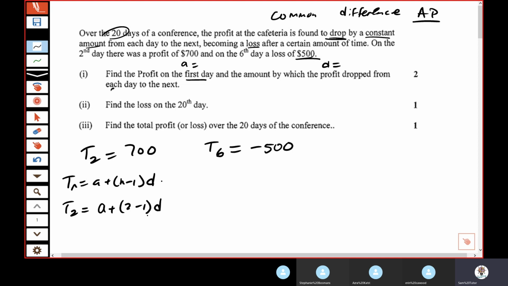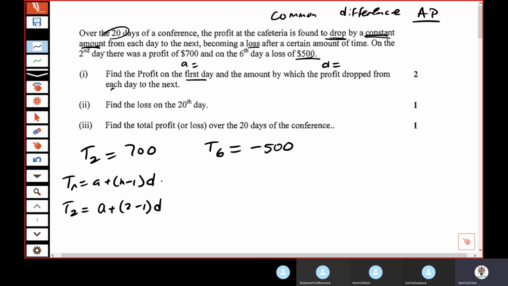Yes, Lisa? Would we just assume that it's a common difference? Would we just assume AP? No, you're not really assuming that. You know that it is. How do I know that it is? Yeah, the fact that it's constantly losing an amount. So I know that it's always by the same difference.